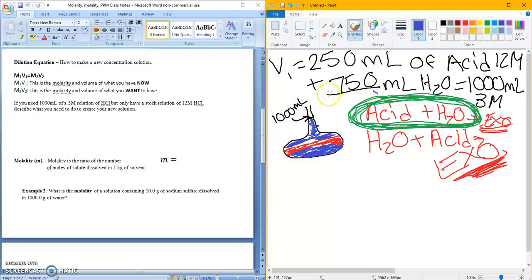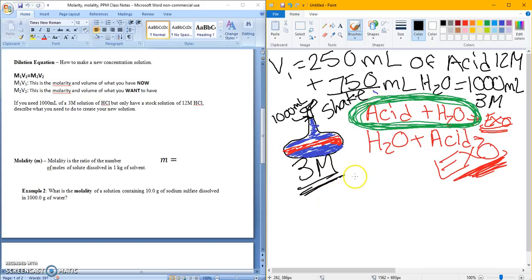So I'm going to put a little, I guess I should use black. There we go. I'm going to put my lid on top. I'm going to give this a nice friendly shake. Okay, don't be shaking it all over the place. But I'm going to give it a nice shake, mix it all up. And by the time I'm done, I have just created my 3 molar HCl solution.